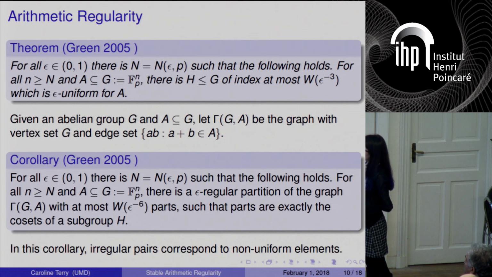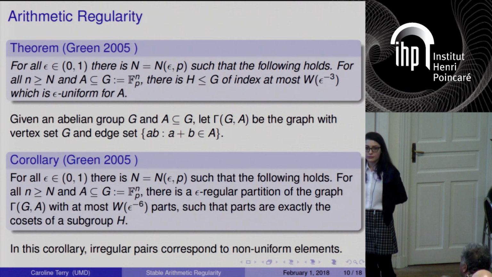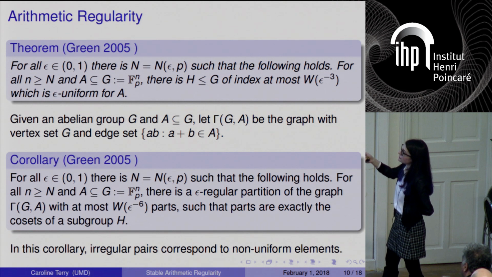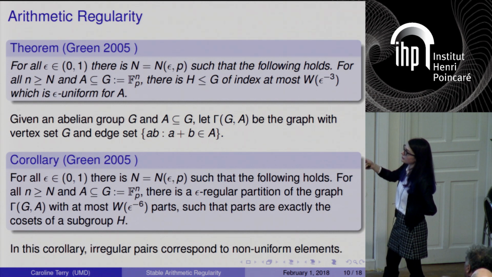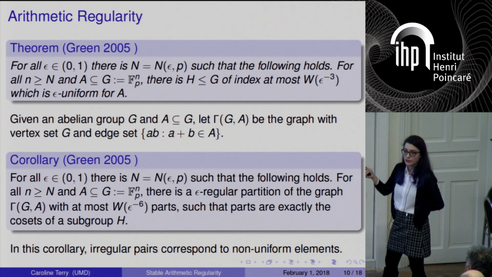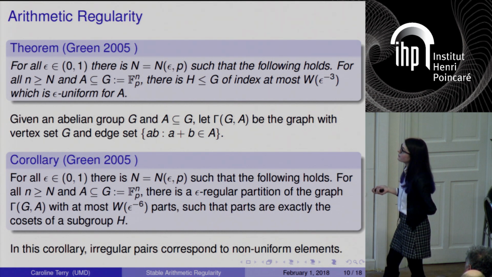Okay, so in this corollary, this is a graph regularity lemma, and this is an epsilon-regular partition, so it may have irregular pairs, and those irregular pairs correspond exactly to the non-uniform elements from the arithmetic version. So this is all suggesting what we should expect when we look for the stable version. Instead of looking for non-regular pairs, we're going to look for eliminating the non-uniform elements.